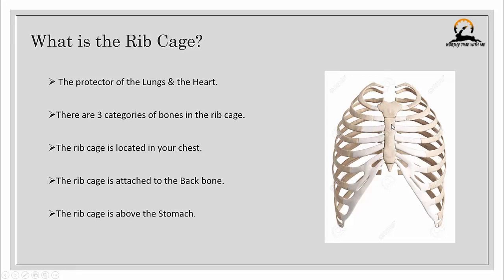The rib cage is also attached to the backbone. Now, how do we know that? When you're pressing your rib cage to your backbone, they are attached. So when you're pushing on each other, they don't really break. The rib cage is above the stomach. Now, the rib cage is in your chest, right? The stomach is below the chest.